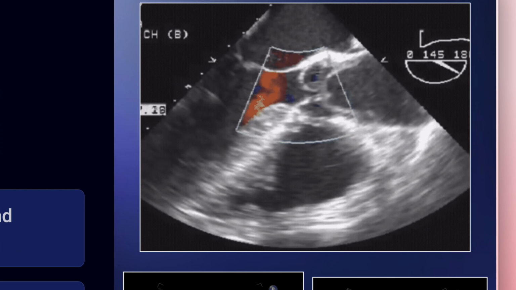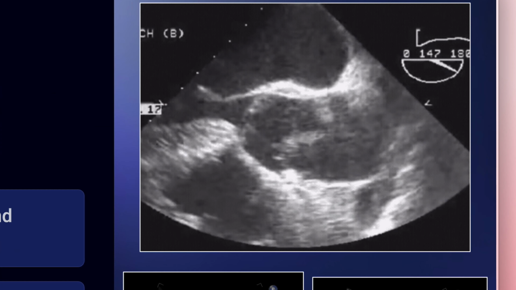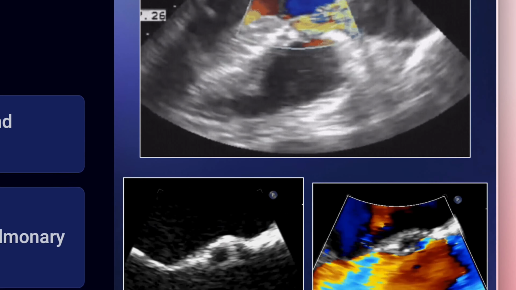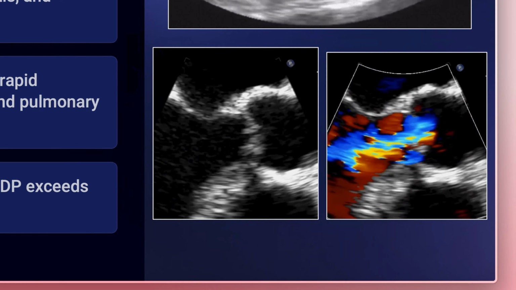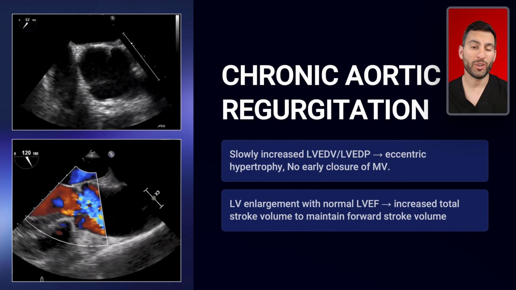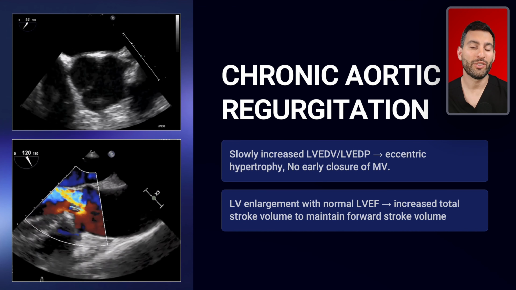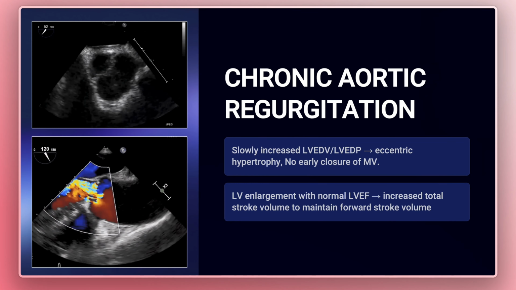This top clip of acute aortic regurgitation is one of a patient with an acute aortic dissection, and the bottom 2 clips are of a patient with endocarditis causing cardiogenic shock. In chronic aortic regurgitation, the left ventricular end diastolic pressure and volume are slowly increased.